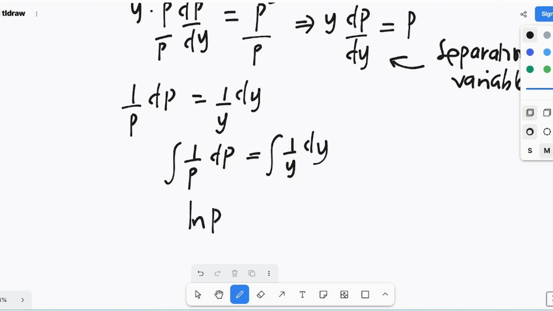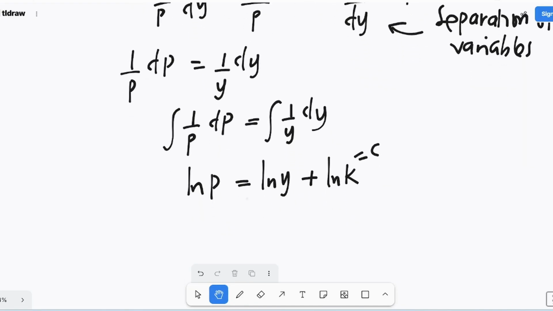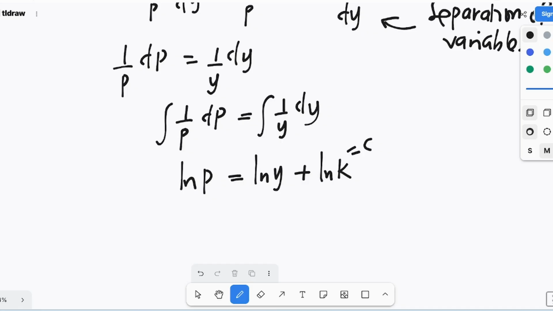Math is very interesting and nice. So I have ln p is equal to ln y plus ln k. Ln k acts as the constant of integration because it is a constant anyway. So we go ahead and simplify: ln p is equal to ln of ky. Obeying the laws of logarithm, p is equal to ky.